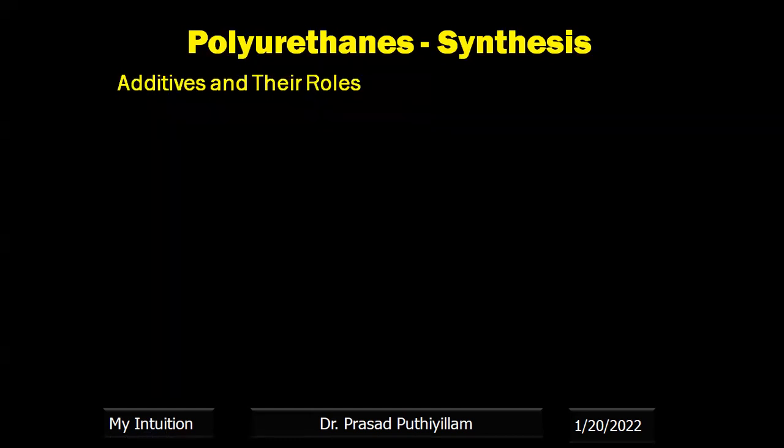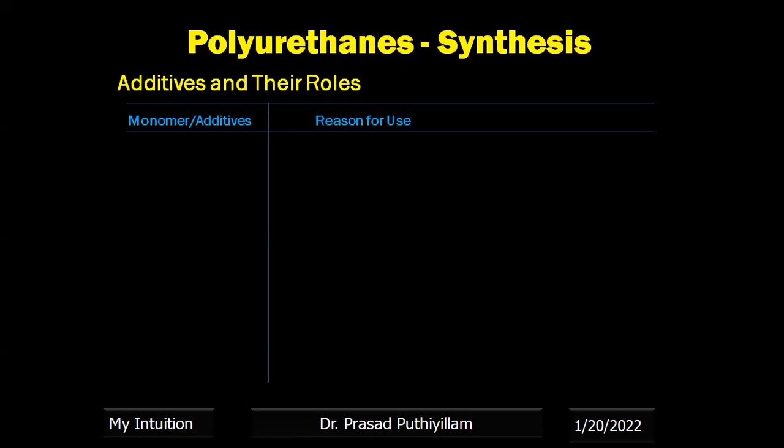Now the additives which are used in the preparation of polyurethane for their applications and their different roles. When we prepare polyurethane, we need to add many additives so that the polyurethane can be used for some application. It consists of monomer, then other additives. So what is the reason for their presence? Polyisocyanate is responsible for the polyurethane's reactivity and the curing property.